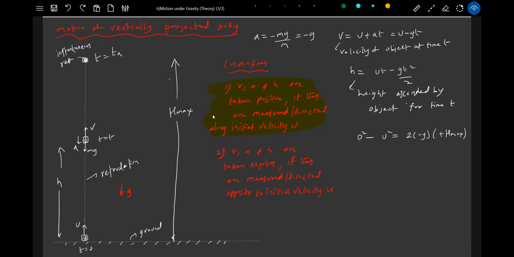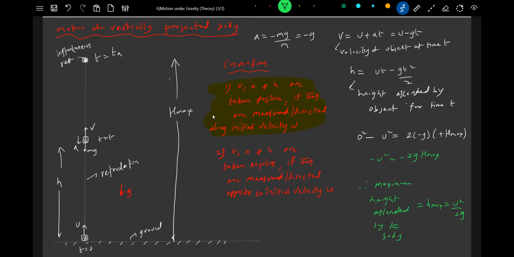So are you getting the reason why g is negative? Because it's measured opposite to the initial velocity. Why is h max positive? Because it is measured in the direction of initial velocity. So solving this, what is the maximum height ascended? The maximum height ascended by the body is h max equal to u square by 2g.